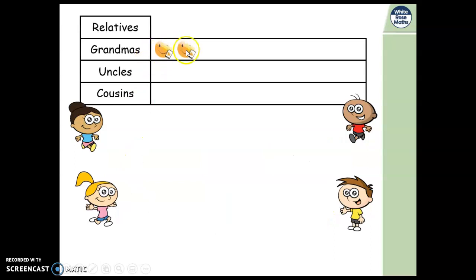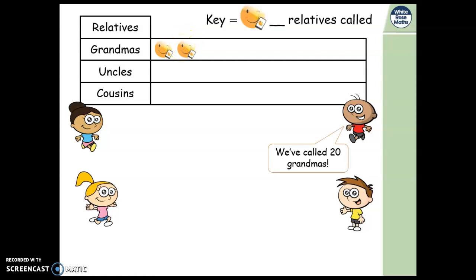Okay, so we've called 20 grandmas. So our key, because we've got 20 grandmas, we've got 2 smiley faces. So 20 divided by 2 is 10. So now we know the value of one of these.